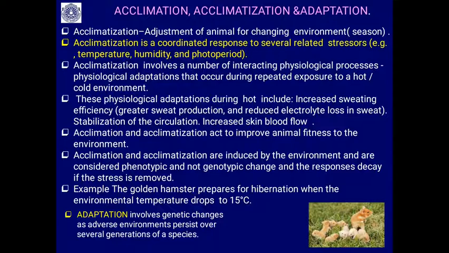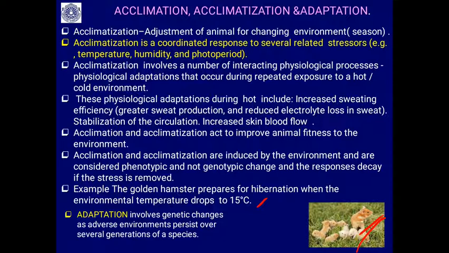You will find an example in the golden hamster here. It's a rodent. It prepares for hibernation when the environmental temperature drops to 15 degrees centigrade. Once it drops from 25 to 15 degrees centigrade, a lot of changes occur in this animal. It prepares: the winter is setting in, so now I have to go for hibernation. For this hibernation, there are many changes: fat accumulation, and more fur develops. So these are called acclimatization.